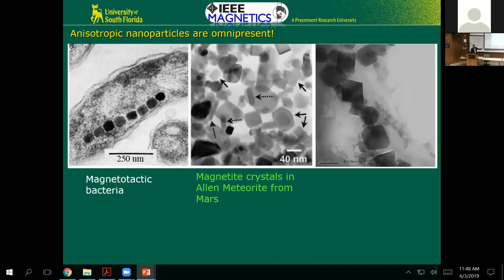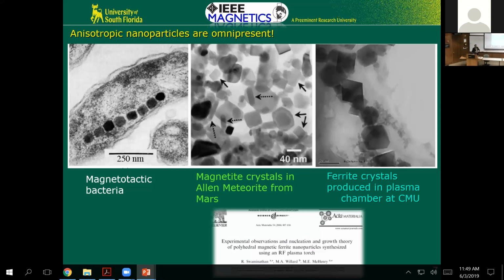The interest in these nanoparticles. The third is an example from a colleague and a good friend of mine from Carnegie Mellon University in Pittsburgh. This was from his lab. He uses a microwave plasma method to produce these kind of anisotropic nanoparticles. Again, I just wanted to show you how you can find anisotropic nanoparticles everywhere in nature. You can make them. Let's now try to see if you can utilize them for biomedical applications.